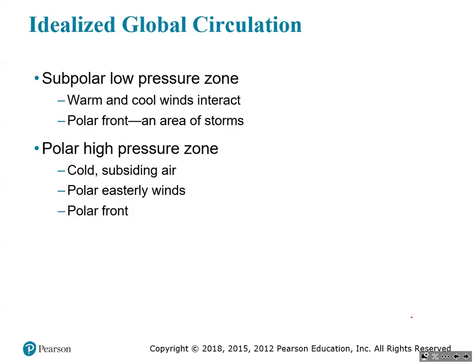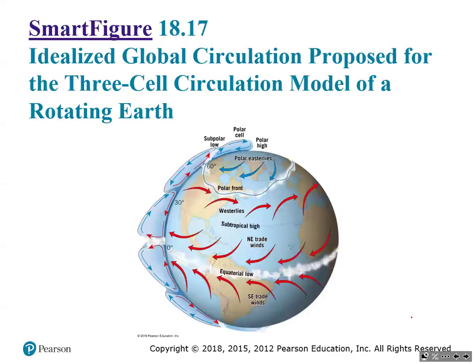The polar vortex is around there-ish. Well, it's a bit north of it. And when it dips down, we get that polar vortex effect. And then there's the polar high pressure zone, which has cold subsiding air, polar easterly winds, and the polar front. So here are sort of what they are.